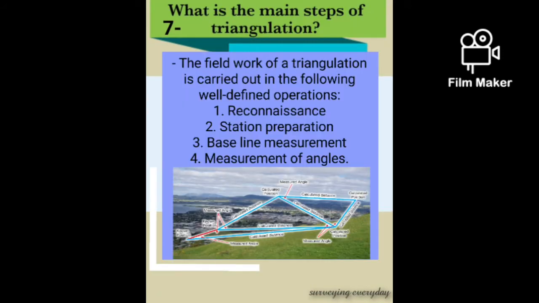7. What are the main steps of triangulation? The field work of a triangulation is carried out in the following well-defined operations. 1. Reconnaissance. 2. Station preparation. 3. Baseline measurement. 4. Measurement of angles.